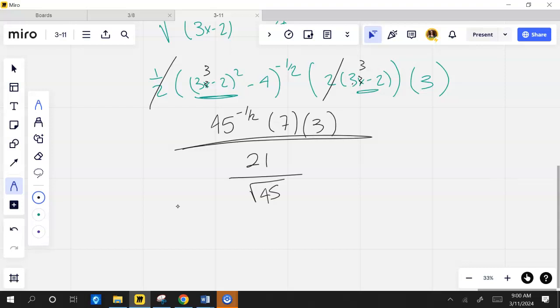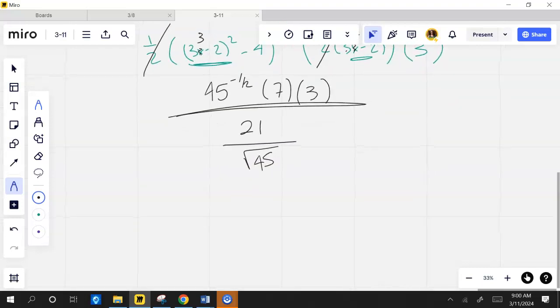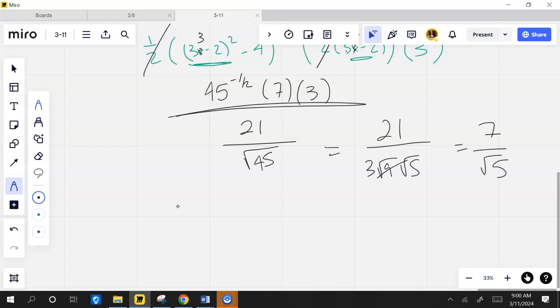So I said, okay, maybe they want me to simplify it, right? Can I split that up any? I see a 9 and a 5. 21, 9, and 5, which this is 3. 21 divided by 3 is 7 over root 5, and that one is there. That's just kind of the way my brain works through that kind of problem.